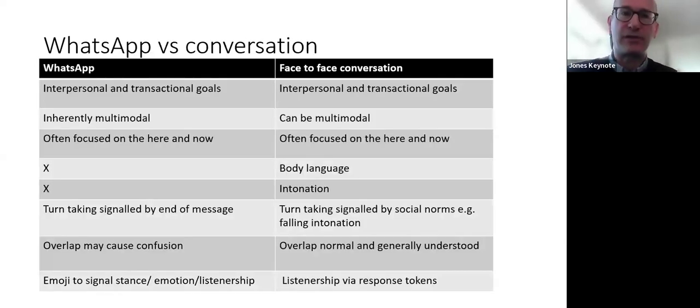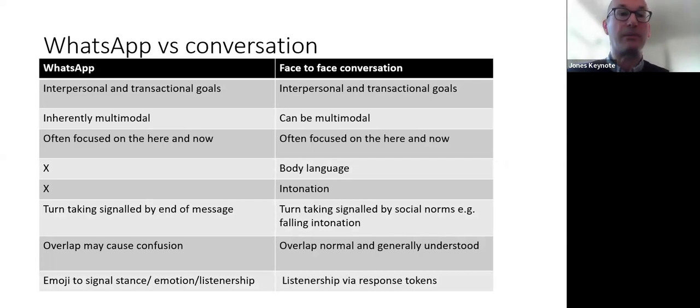Okay, so some general differences then. WhatsApp and conversation both will have interpersonal and transactional goals. People might be just trying to get information, to have a transactional goal, but they also might be trying to maintain friendships or to develop friendships, and that could be an interpersonal goal. Very often those goals will merge, and we'll see some examples of that in a minute.